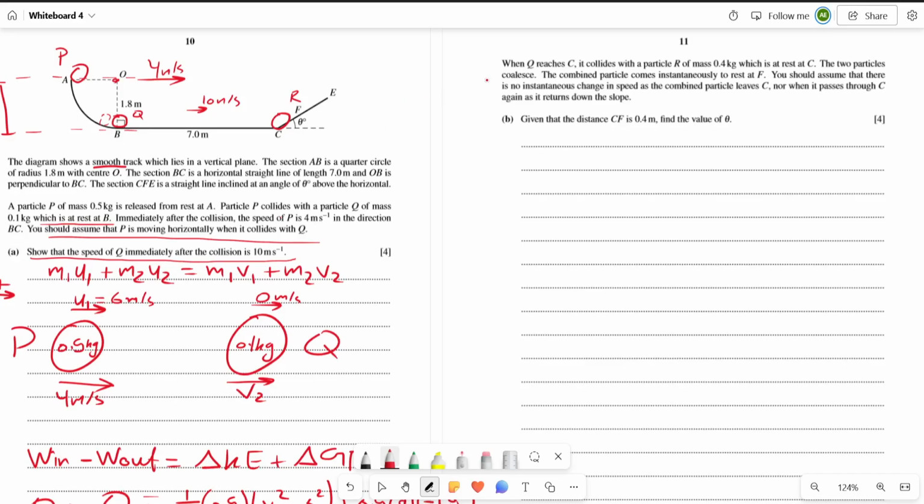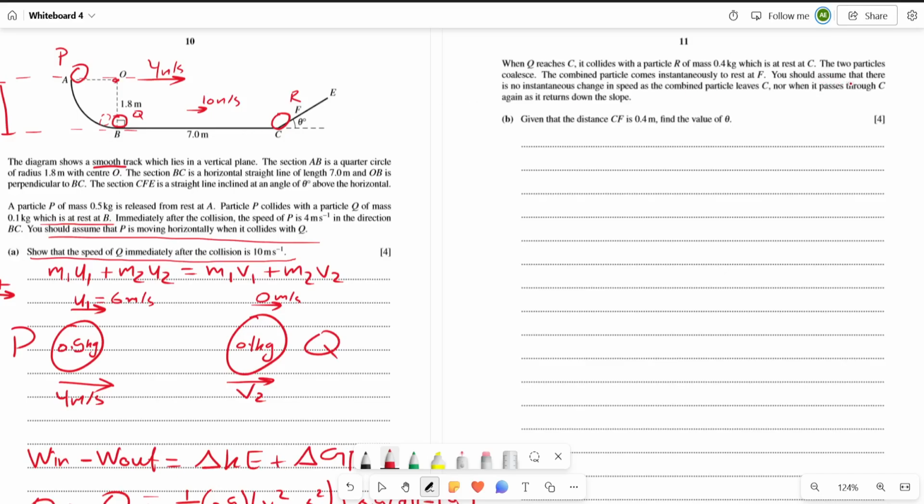Right, so we were talking about coalesce. Coalesce means that they're going to combine into one single particle, and this particle is going to have a mass of their combined masses together. The combined particle comes instantaneously to rest at F. So the particle is going to move up, and we know that nothing is going to keep on moving up indefinitely. It's going to slow down and stop. It stops at F and then comes back down.